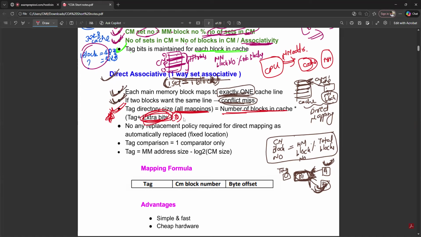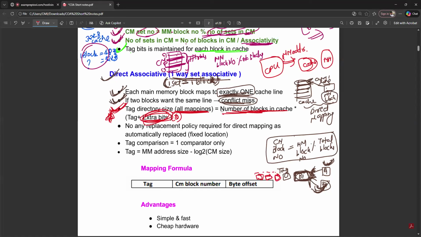But extra bits are used for different things like dirty bits, modified bits, and access bits. Some different types of bits are stored beside the tag. These are the extra bits stored for each block in the cache. So this is the tag directory size information.